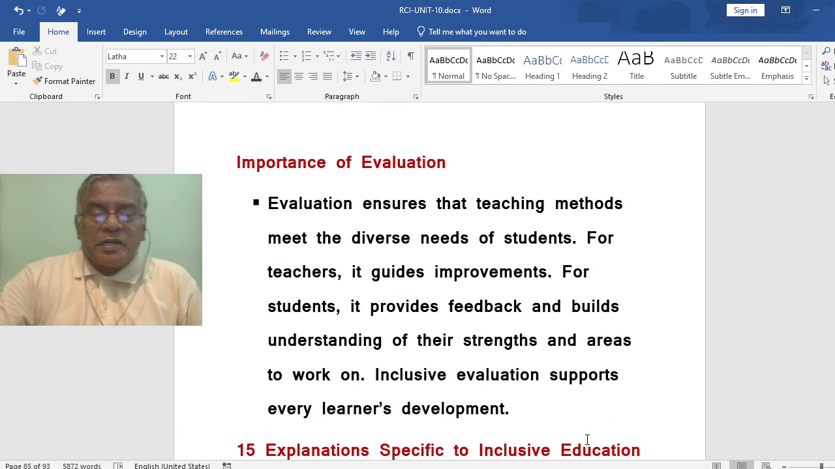Now dear friends, we are going for the third area, namely importance of evaluation, types of evaluation, and especially explanation specific to inclusive education we are going to see in this area.